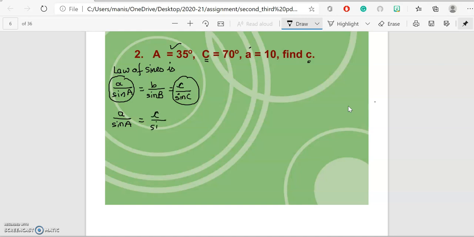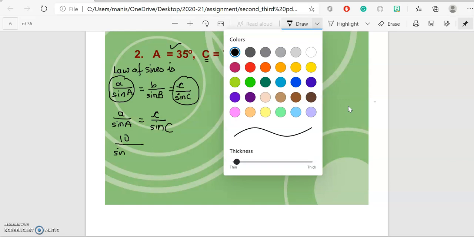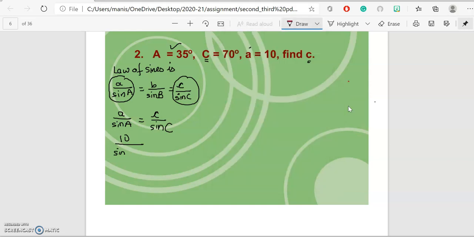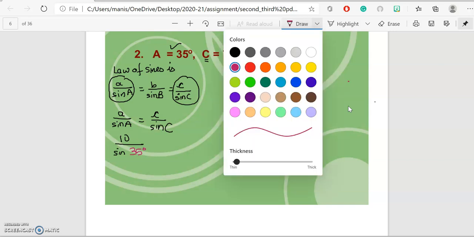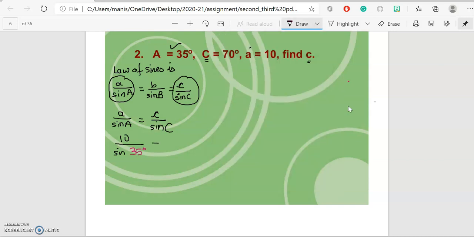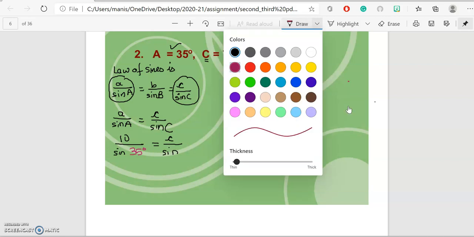Please, again a reminder, pay proper attention while you are inserting the values of lowercase c and uppercase c. Lowercase a is 10 over sine of A. What is the value of A? It is 35 degrees. So this is your 35 degrees over here. Okay, then afterwards, equal sign. Lowercase c, we have to find lowercase c. And this says sine of uppercase C. Uppercase C is what? It is 70 degrees.